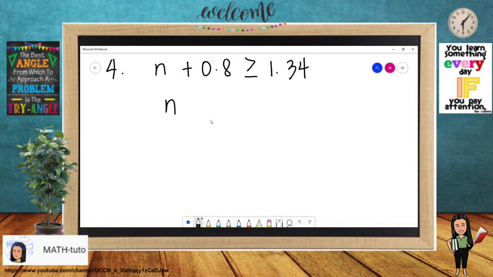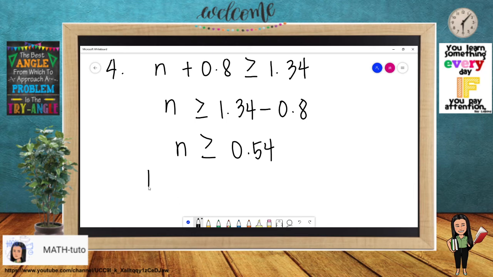By the way, if you are solving linear inequality in one variable, it is better to write your variable on the left and the constant on the right. Okay, so that it will be easier to graph or to describe the solution set. So n, we are going to subtract 0.8 from both sides of our inequality. So 1.34 minus 0.8. n is greater than or equal to 0.54.